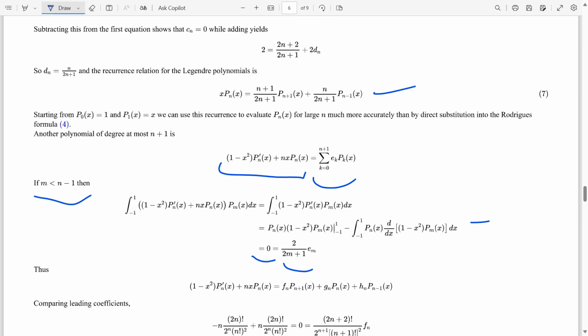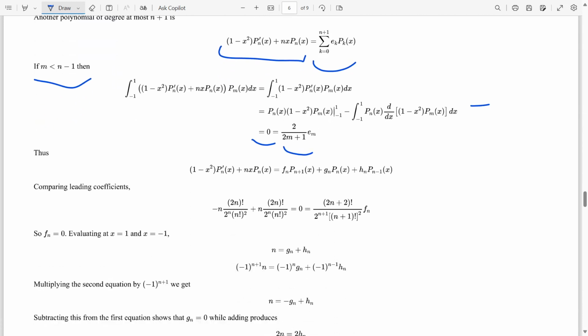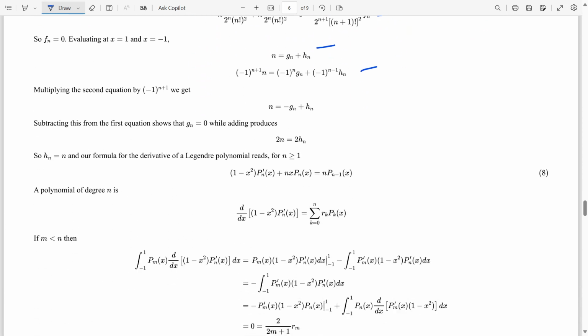So this is all but the three highest order terms, and so that's what our expression looks like so far, and we can evaluate them by comparing leading coefficients, evaluating both sides when x is 1 and x is minus 1, and solving, and we get this as our result. That's the recurrence relation for Pn prime of x.